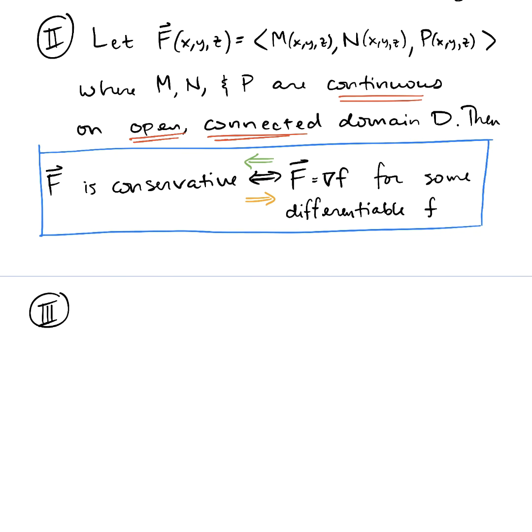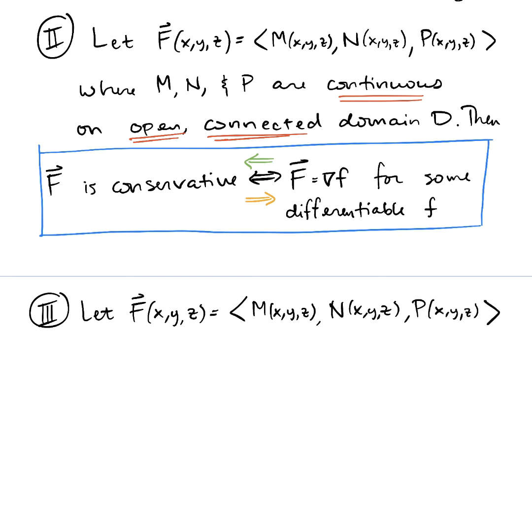Third and final theorem. Hypotheses start out looking similar to theorem 2. So again, let big F be a 3D vector field. First component, something depending on x, y, and z, name it big M. Second component, something else depending on x, y, and z, name it big N. Last component, something else depending on x, y, and z, name it big P. Where M, N, and P.